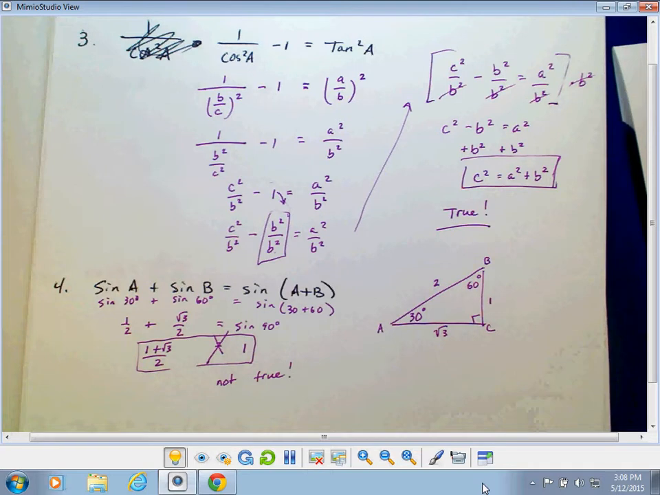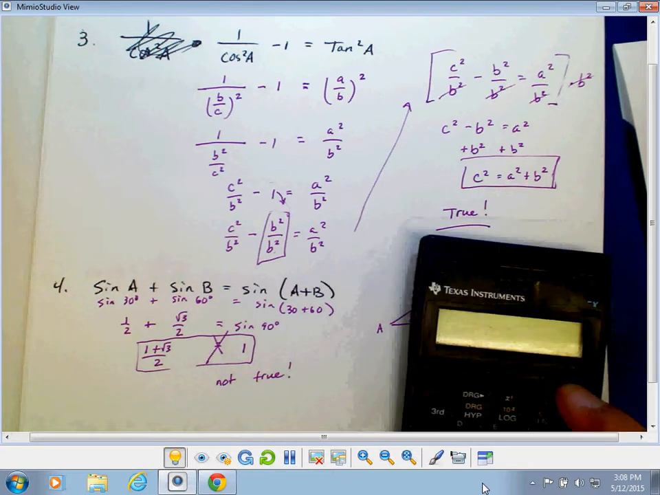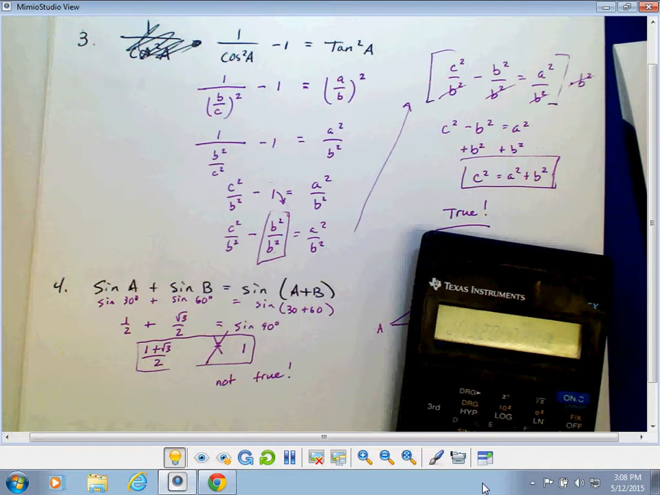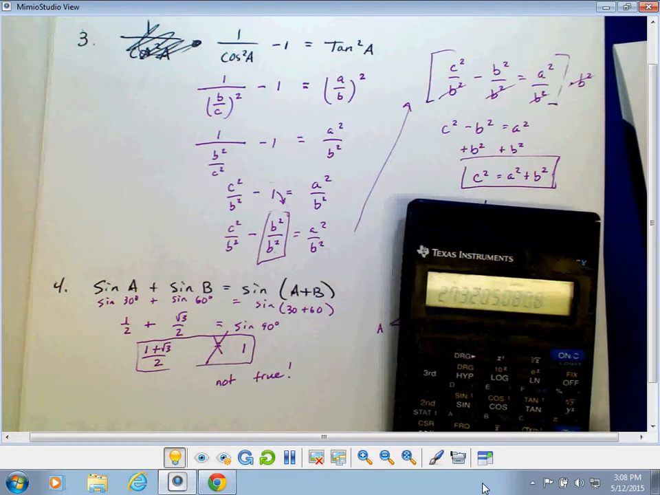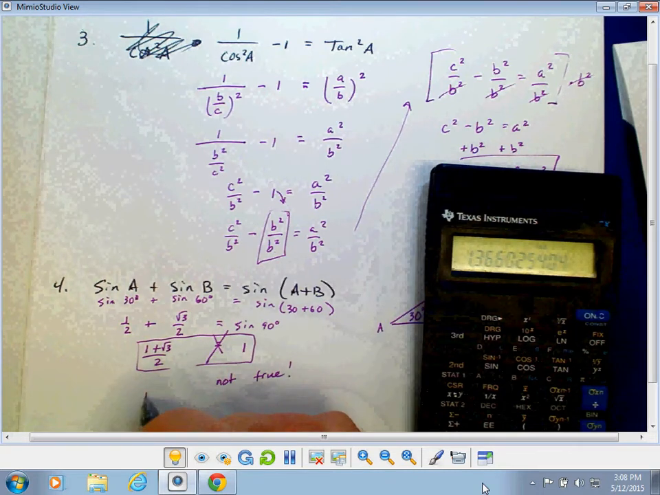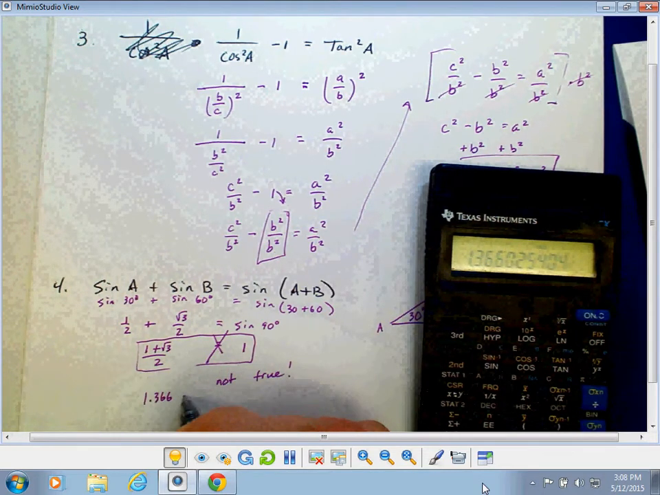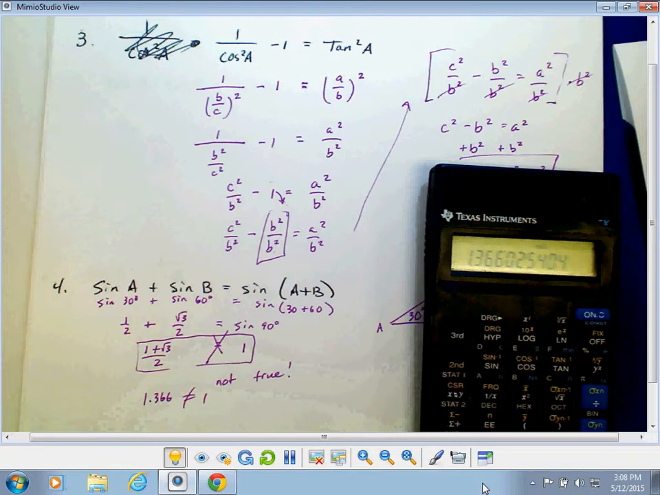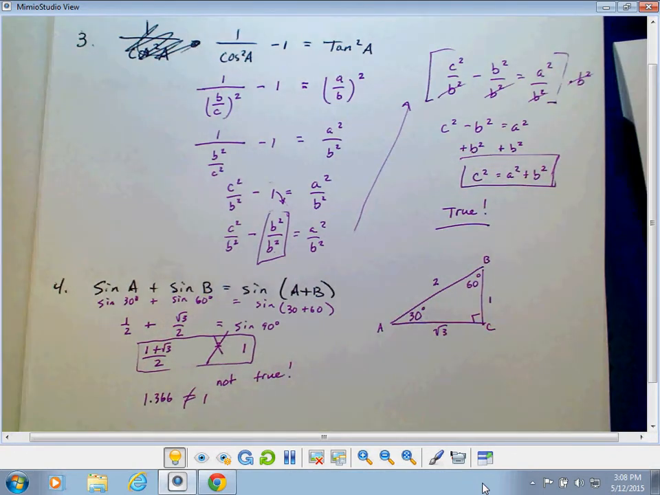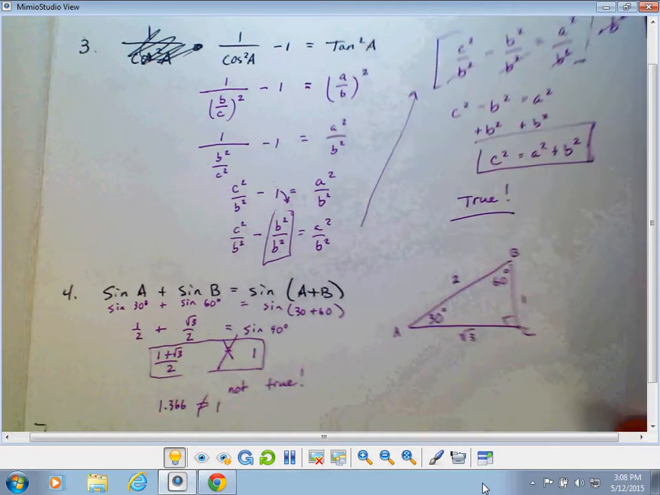You could do it on a calculator if you really wanted to. But just to prove a point, square root of 3 is already 1.73, right? Plus another 1 is 2.73. And if I divide it by 2, I get 1.366, which is definitely not equal to 1. So it doesn't work for even one of the most fundamental trig triangles, a 30, 60, 90 triangle. So number 4 is definitely not an identity.